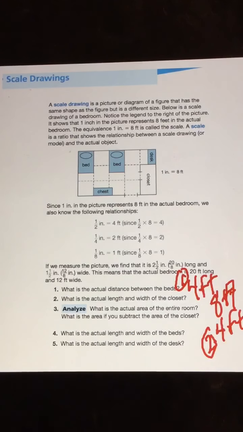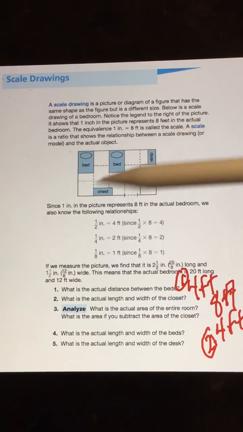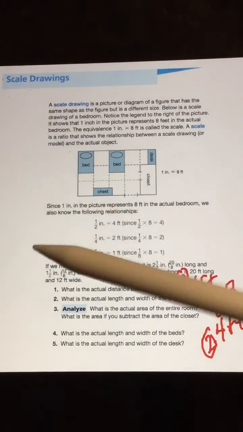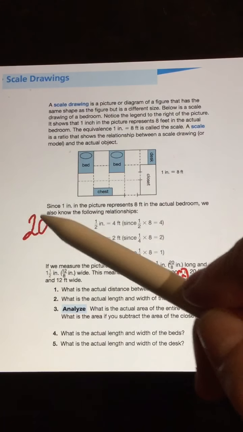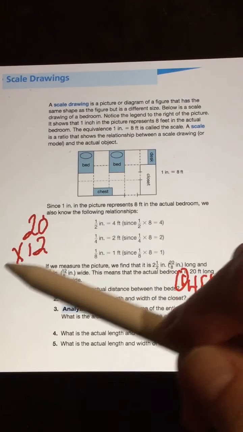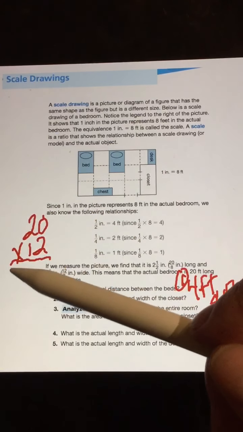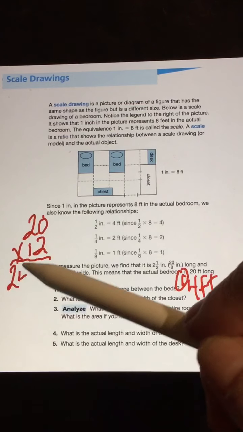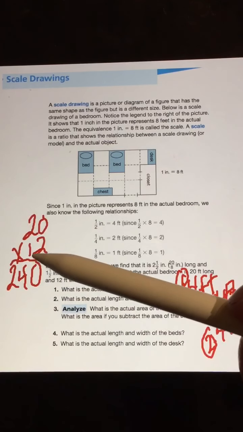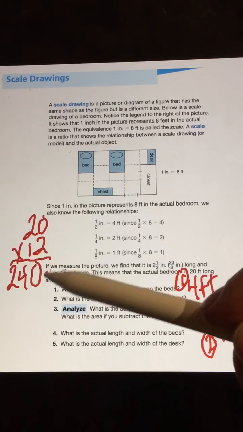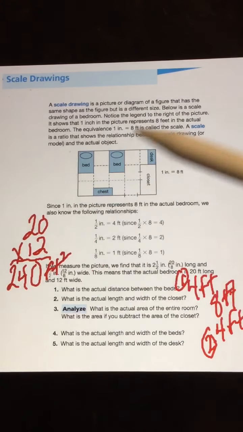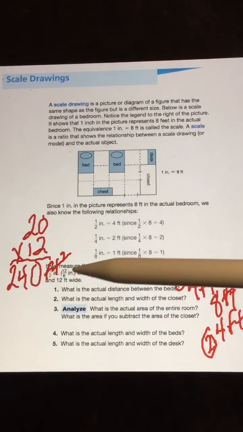What is the actual area of the entire room? I'm going to do that part first. We have a 2-part question here. We have the area, and then the area if you subtract the area of the closet. As you know, the room is 20 by 12, so I need to do 20 times 12. We all like our mental math, so I do 2 times 12 and I get 24, and then I need to put that 0, correct? So the area of my room is 240 feet squared.